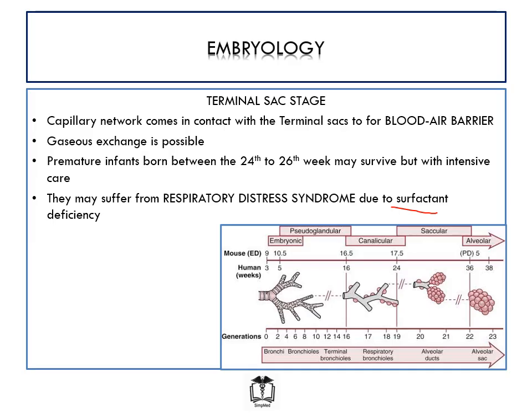But if a child is born prematurely before the 24th or 26th week and doesn't produce surfactant, that can lead to respiratory distress syndrome, because surfactant is there to maintain the airway. If surfactant is lacking, that can lead to collapse of the lungs, collapse of the alveoli, and as a result, respiratory distress syndrome occurs from there.